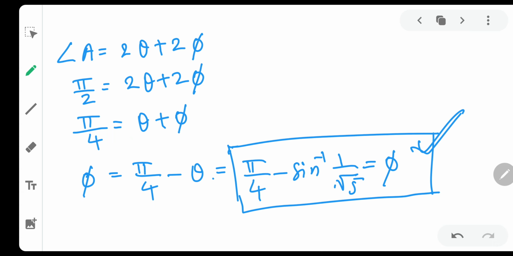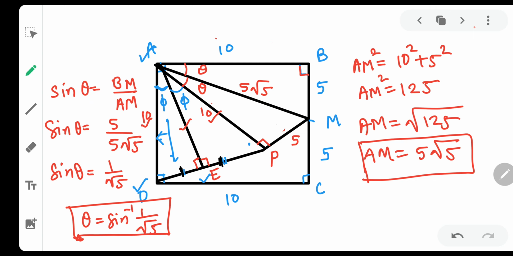I hope you understood such an interesting and complex question of trigonometry, quadrilaterals and whatnot. But I enjoyed solving it. I hope you also enjoyed watching the solution.